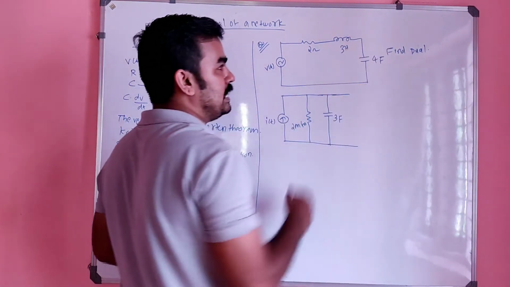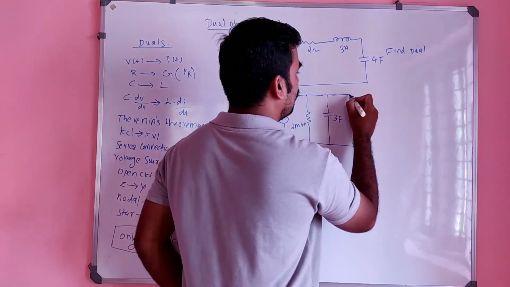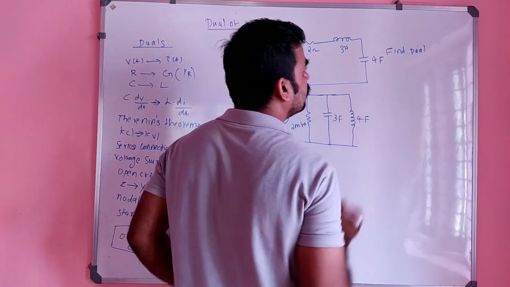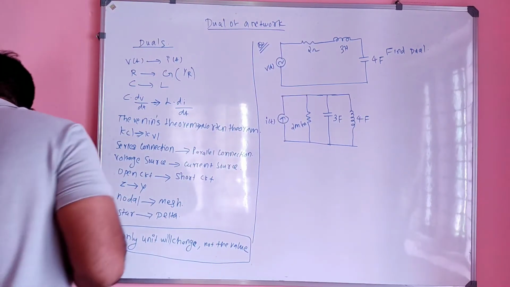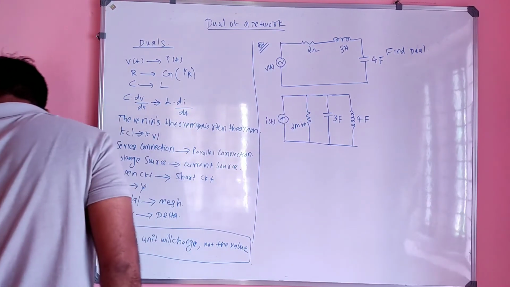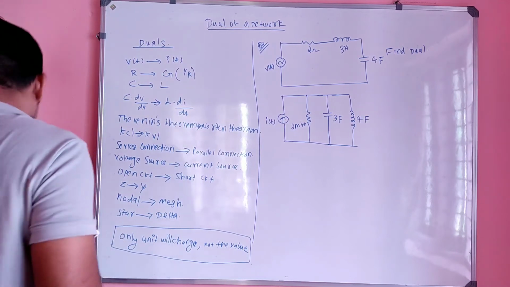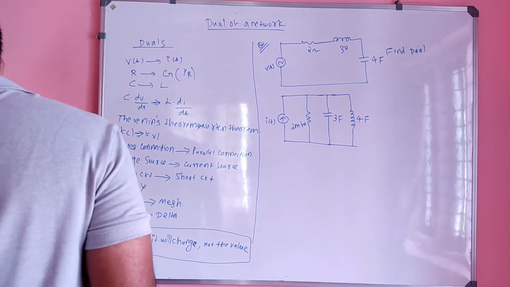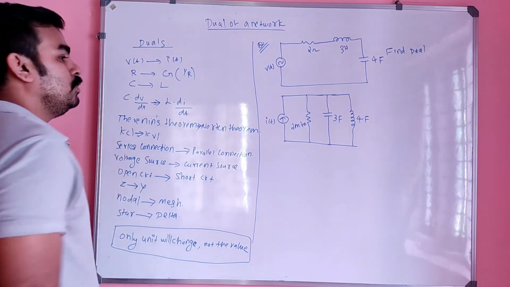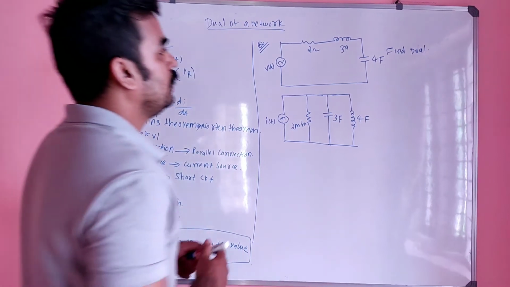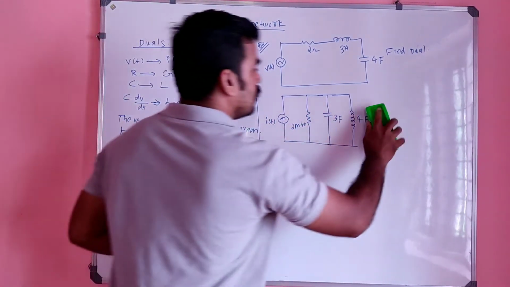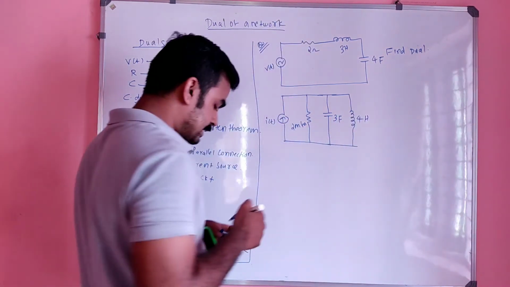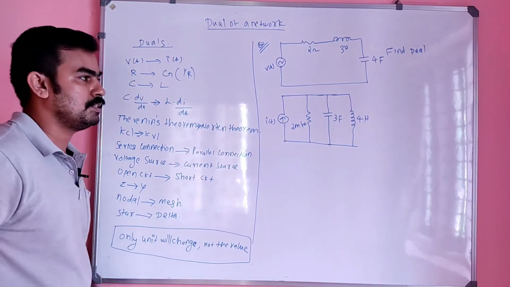And this is also right, series now. So you can convert this also in parallel. That means 4 farad. Is it correct? So that is the concept here. Sorry, it is 4 Henry. So inductance is Henry now. So we changed the unit, not the value.